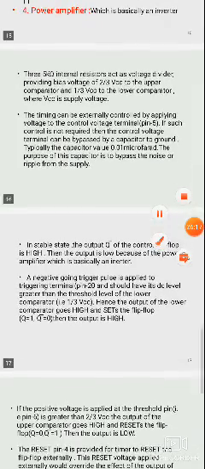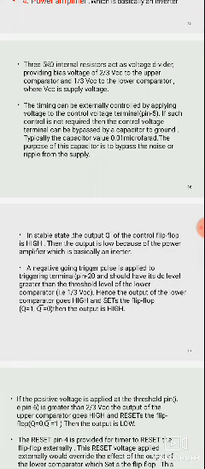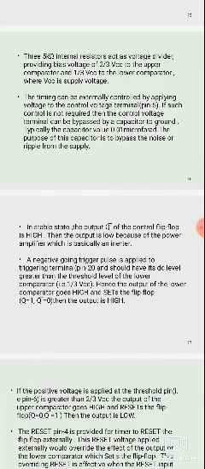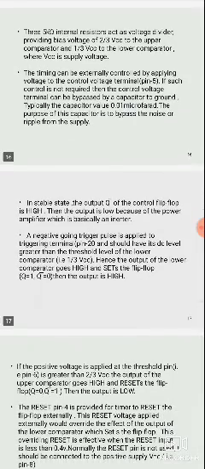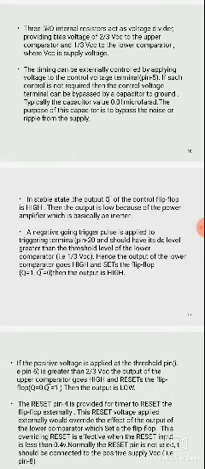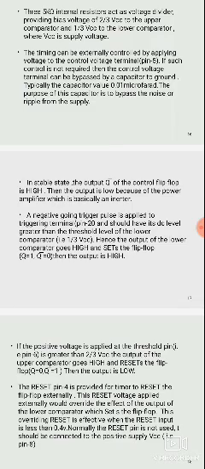Next, the timing can be externally controlled by applying a voltage at pin 5. Pin 5 is generally the voltage control terminal. Whenever we are not using the voltage control terminal, it is bypassed through a capacitor to ground. The capacitor value is 0.01 microfarad. The purpose of the capacitor is to bypass the noise or ripple from the supply. It is nothing but a bypass capacitor.